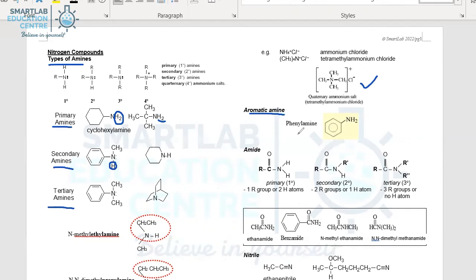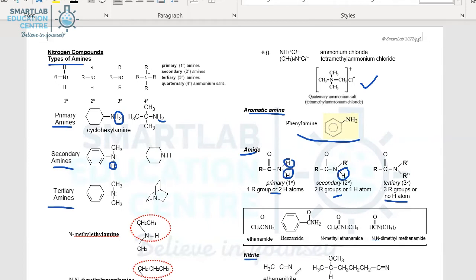The aromatic amine we have for this compound is your phenylamine. Pretty similar to phenol. There are some unique reactions, and later we will take a look at that. Next one is your amide. Amide, you can have 1 degree, 2 degree, or 3 degree. 3 degree amide means that there's no hydrogen bonded to the N, while 2 degree amide means there's only 1 hydrogen, while in the case of primary amide, you will get 2.